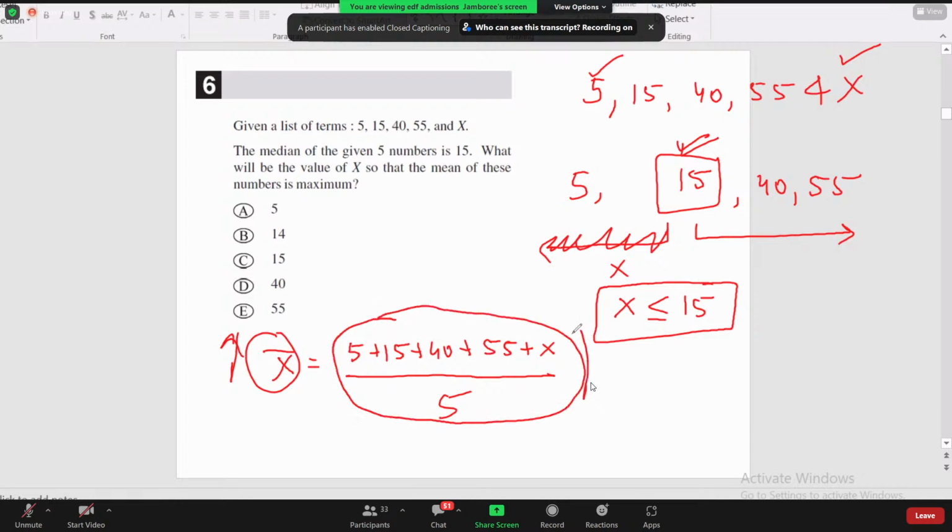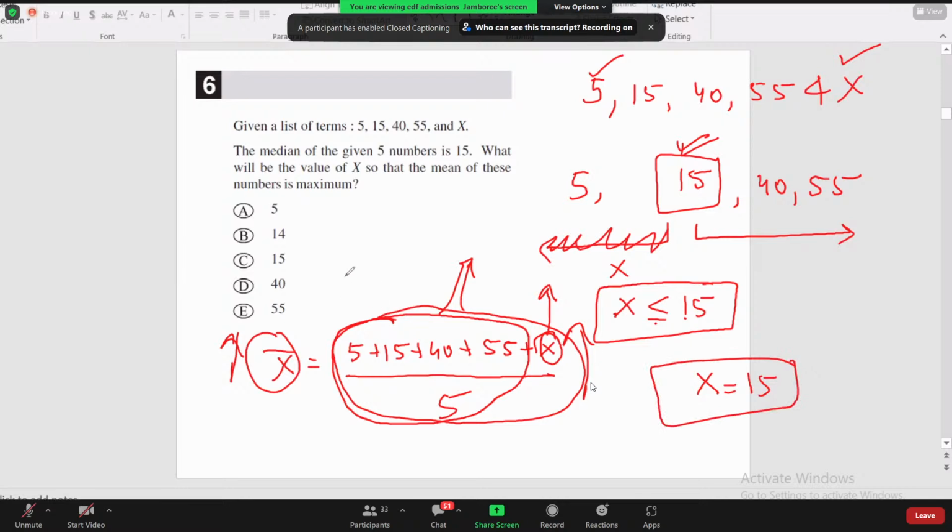Now, if I want to make this fraction maximum, clearly these values are going to be constants, and the only variable present in this question is x. That means if x gets maximized, this fraction will automatically get maximized. And based on the given set of information, the maximum value of x will be equal to 15. So in this scenario, the value of x will turn out to be 15.